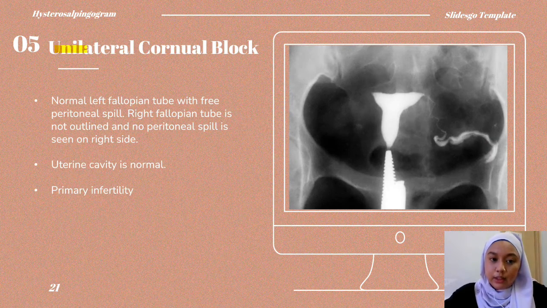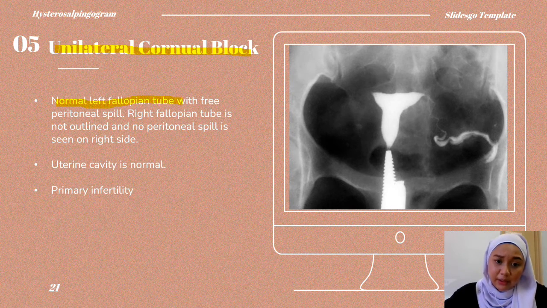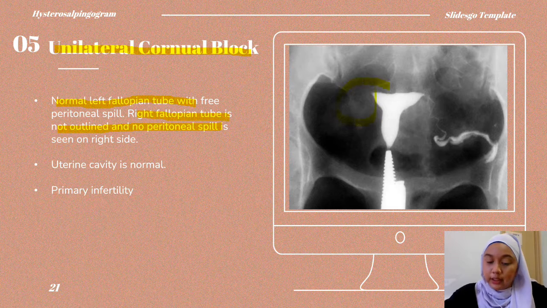Next, we have the unilateral cornual block. As you can see from this picture, there's a normal left fallopian tube here with a free peritoneal spill, while the right fallopian tube is not outlined. There is no peritoneal spill on the right side of the picture, while there's a peritoneal spill on the left side of the picture. So the uterine cavity is not normal and this is a primary infertility.